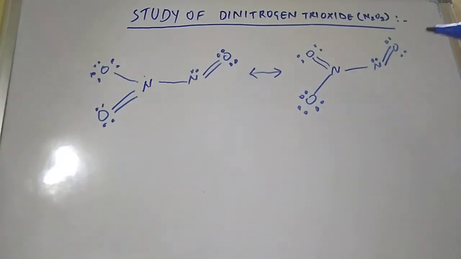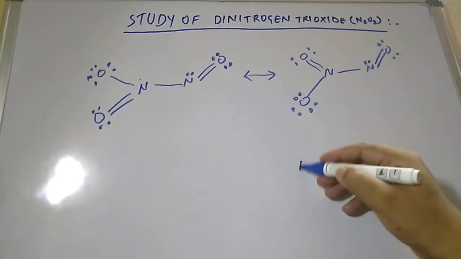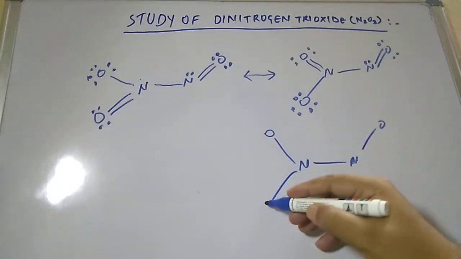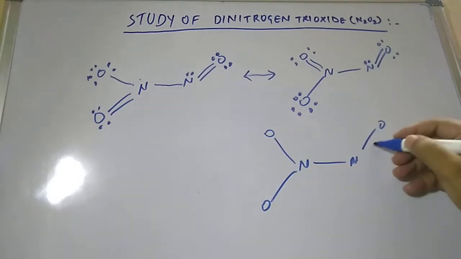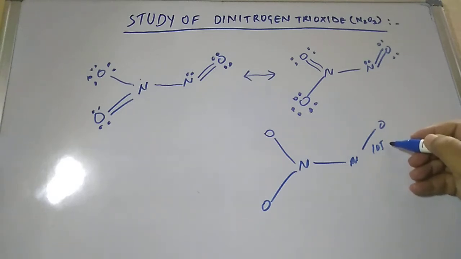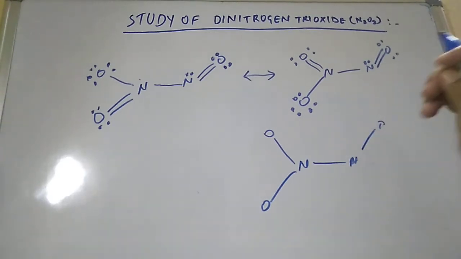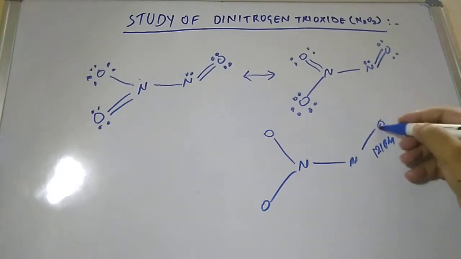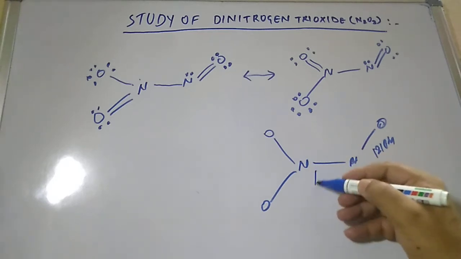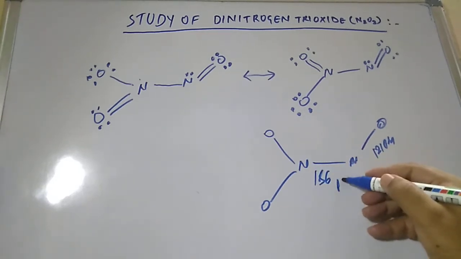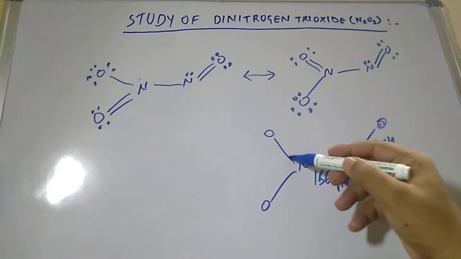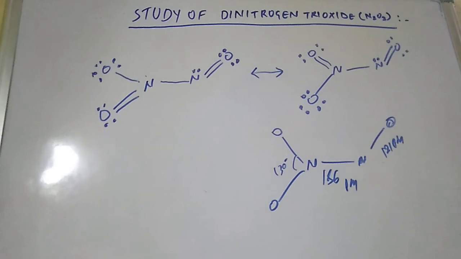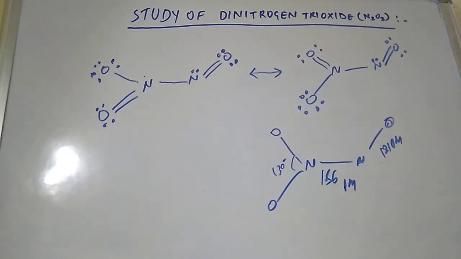Now if you want to see the bond lengths, here is oxygen, here is oxygen, and this is also oxygen. What are the bond lengths? The nitrogen and oxygen bond length is 121 picometer, and the nitrogen-nitrogen bond is 186 picometer. So this is the bond length. Here is the 130 degree bond angle. So this is all about the study of dinitrogen trioxide. Thank you so much for watching, friends.